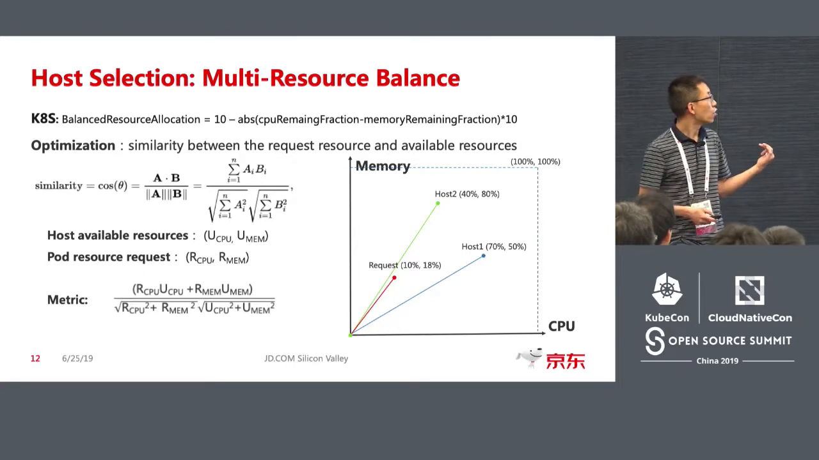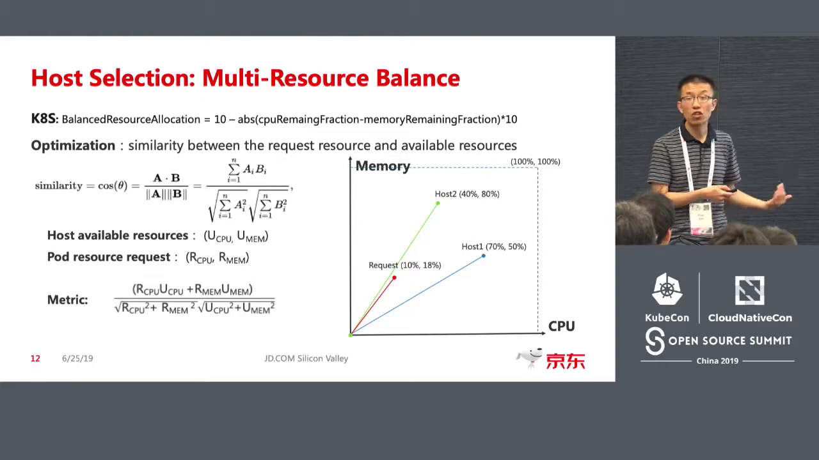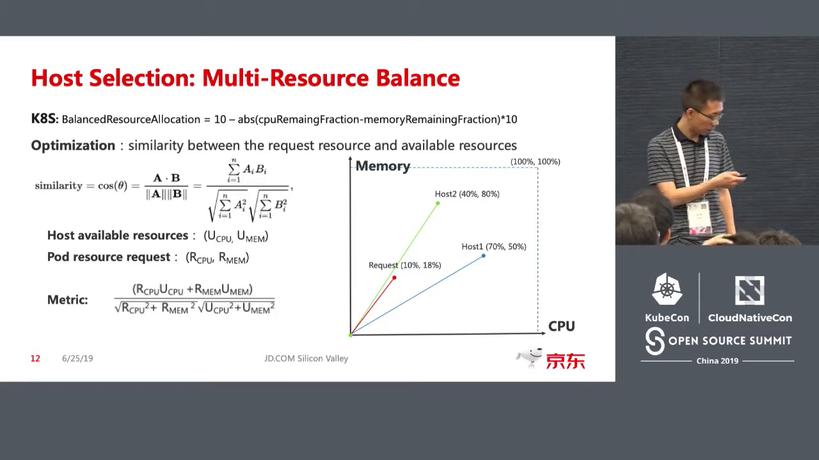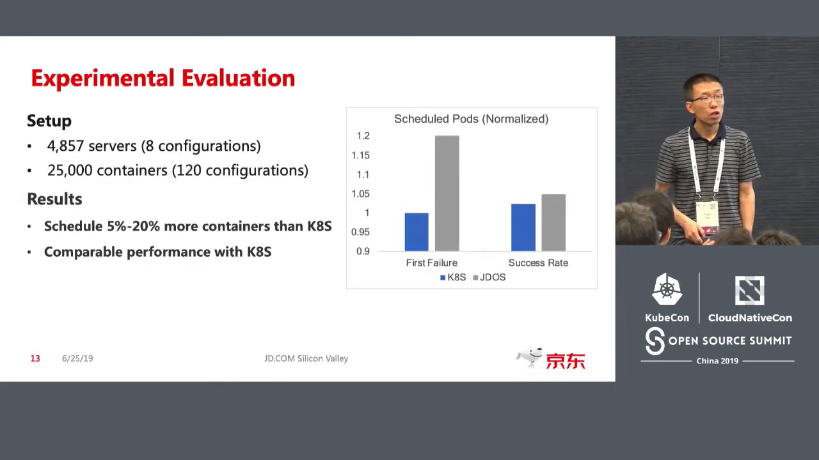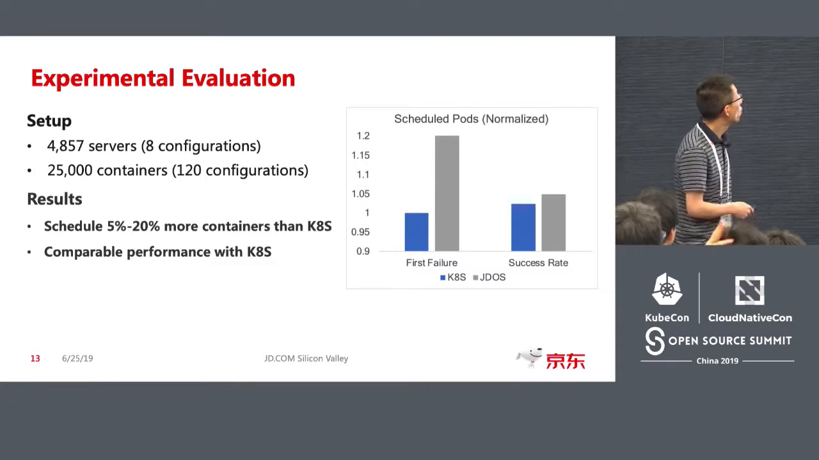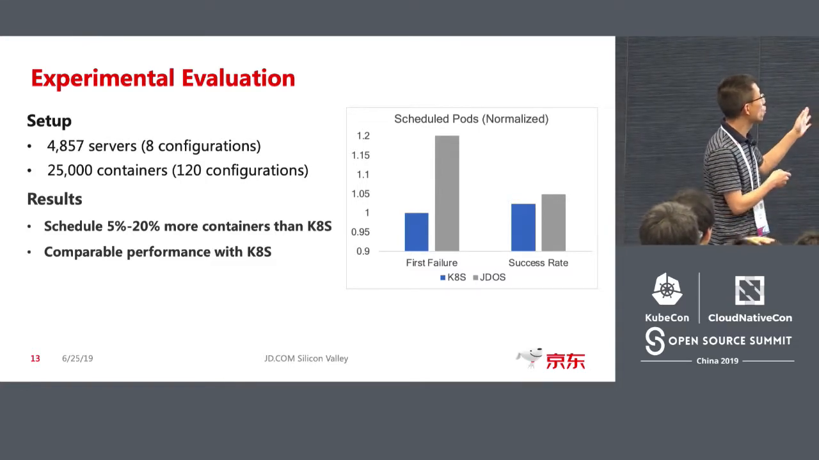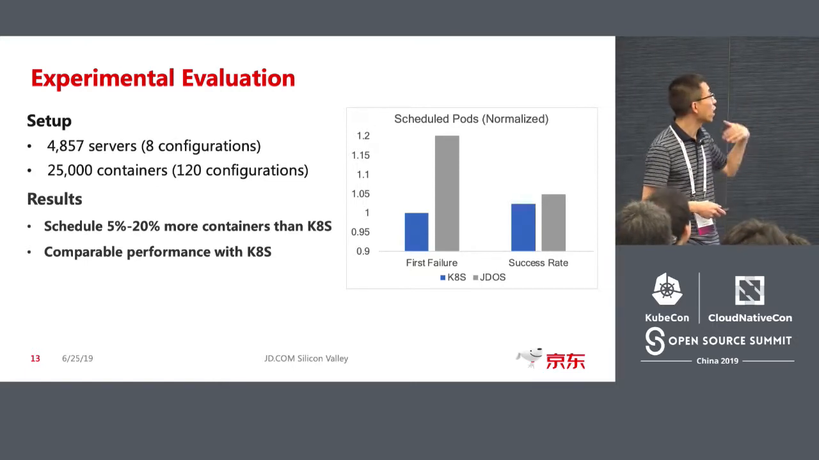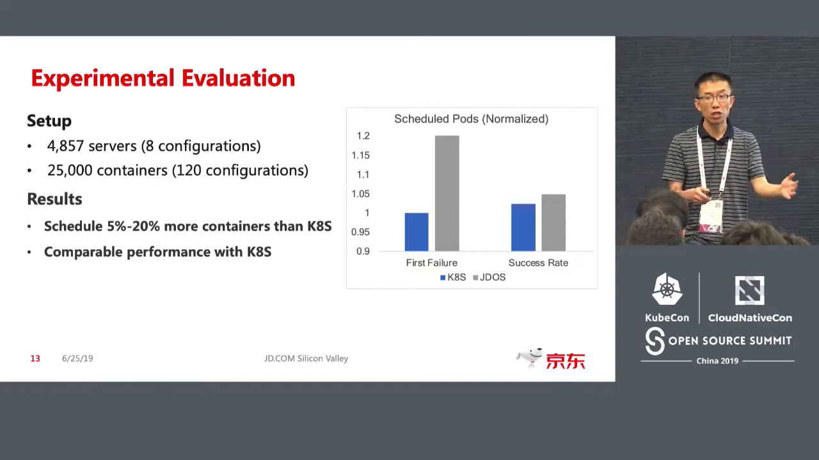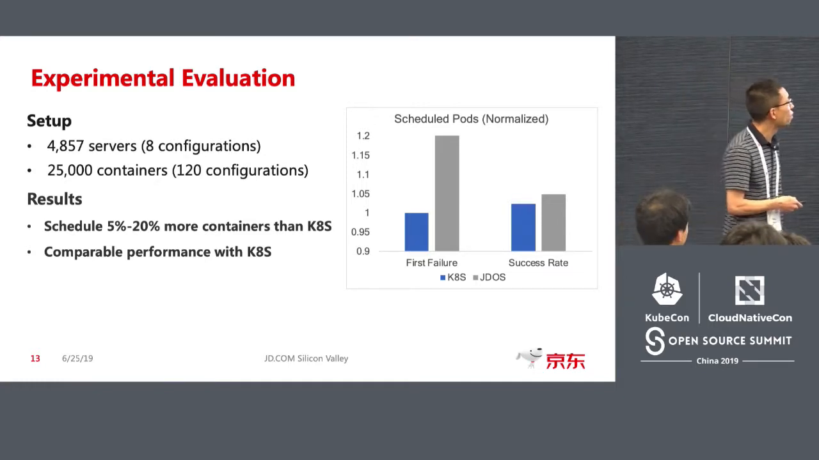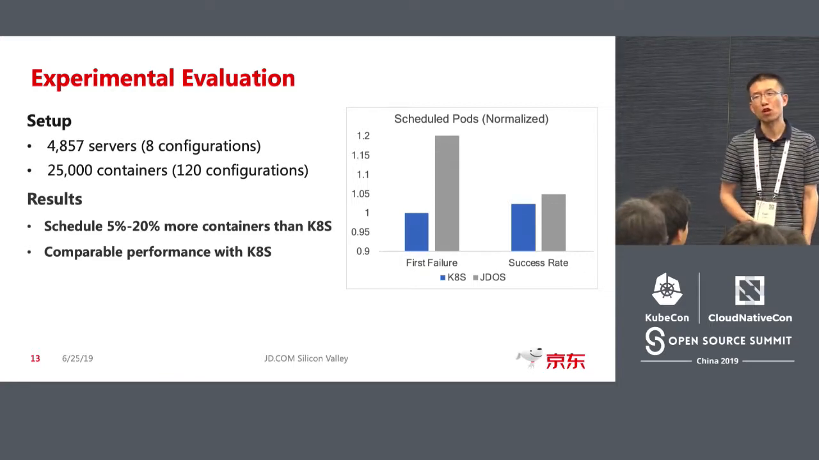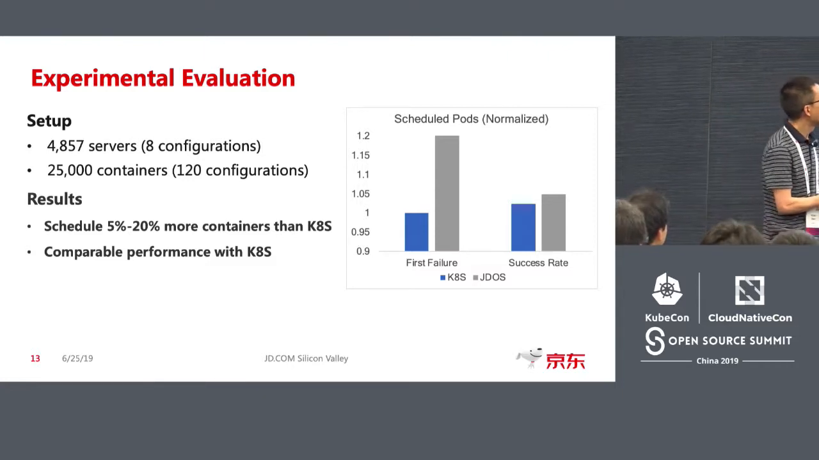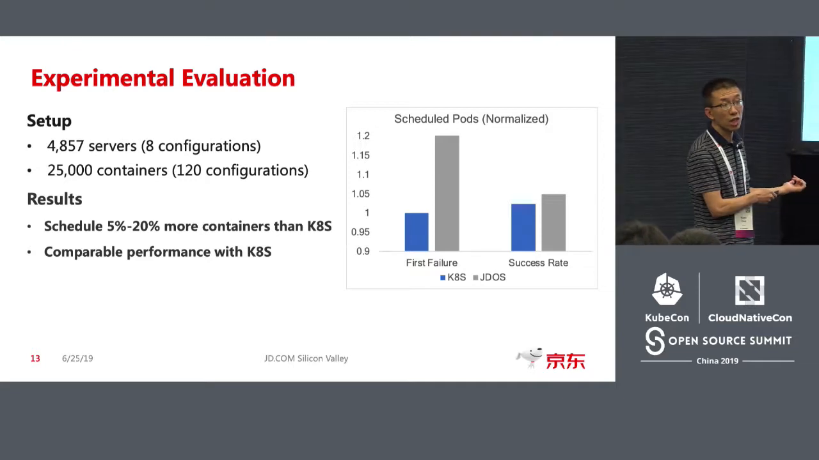And this is quite scalable. No matter its performance or its function, it can work quite well. If it is good enough, then it is also okay. And this is the result of the experimental evaluation. You can see our setup has about 5,000 servers, and we take 25,000 containers to schedule, and then we compare the two results. If we cannot schedule anymore, that means there might be some faults.